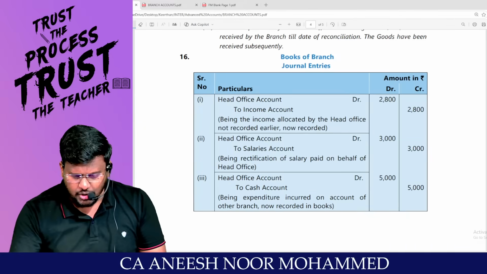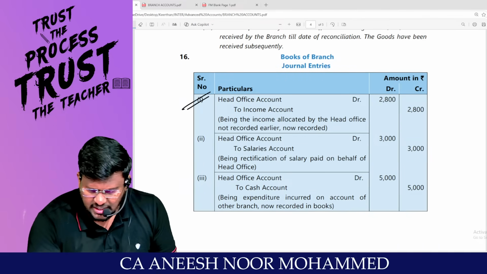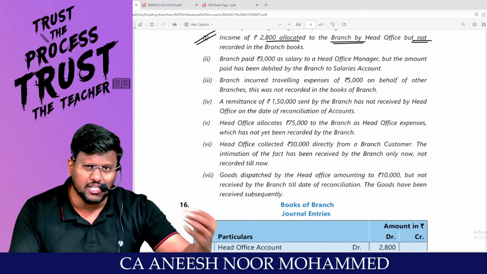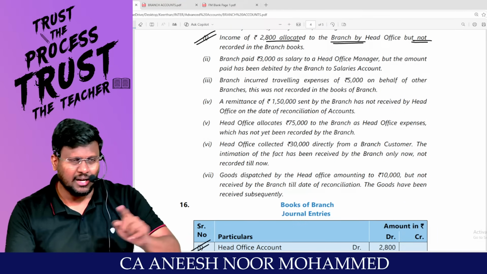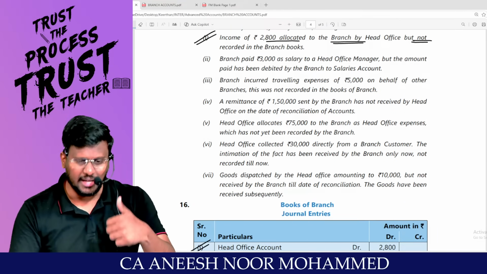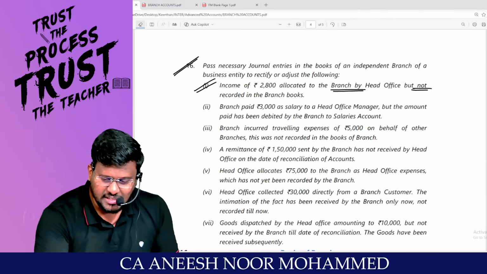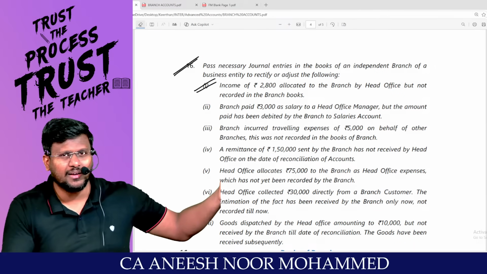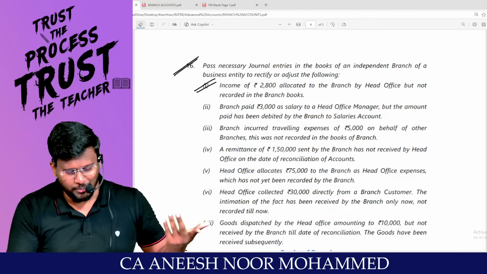My dear lovable students, head office account debit to income account, because this income has not been received by cash or bank. Income should be credited. The other party, head office, should be debited. That's it. Because that money is receivable from head office. Because my income is with head office. So it's a receivable for me.